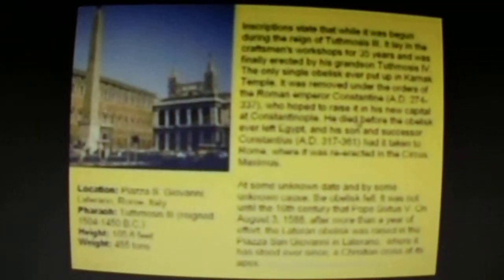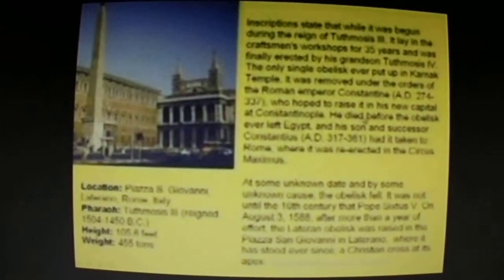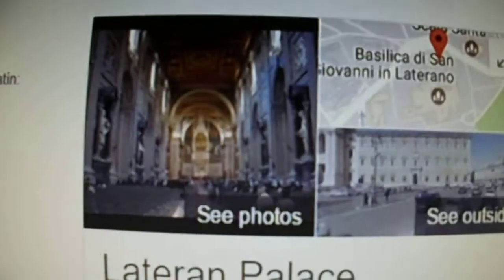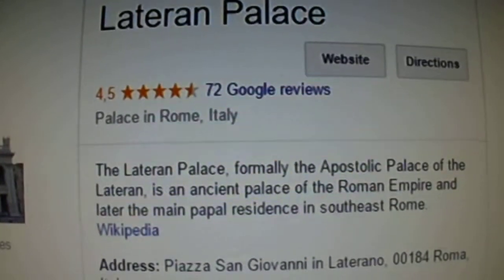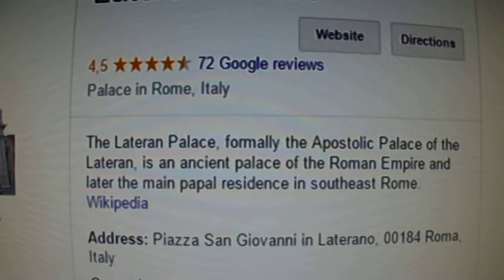That's also very prominent in our Roman system. Here, where does he have his residence? In the Lateran, that's in Rome. There you have this obelisk again, and it's Thutmose's obelisk, the one we just heard about. It came from Egypt to Italy. So the Lateran, what is it? It's the main papal residence in the southeast of Rome.